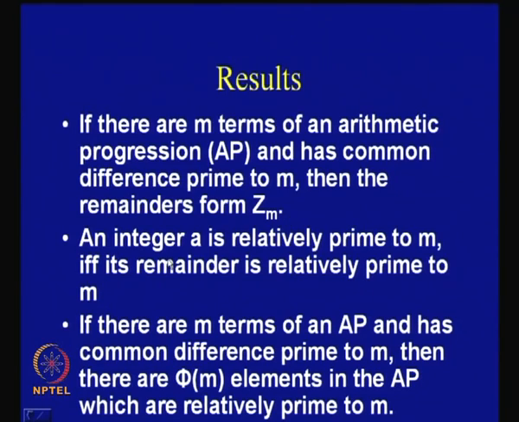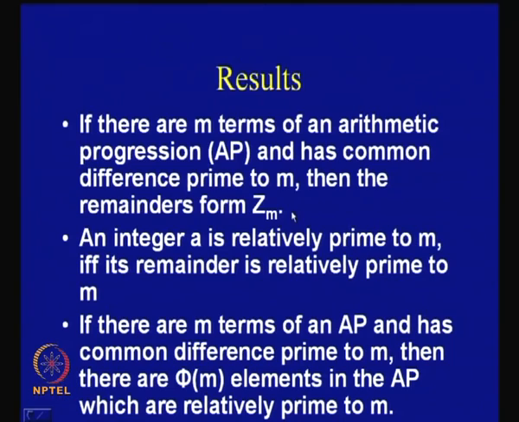The other one says that an integer a is relatively prime to m if and only if its remainder is relatively prime to m. It's a bidirectional implication: a being relatively prime to m is the same as its remainder being relatively prime to m. And the other interesting result, which is actually a combination of these two results, says that if there are m terms of an AP and the common difference is prime to m, then there are phi(m) elements in the arithmetic progression which are relatively prime to m.